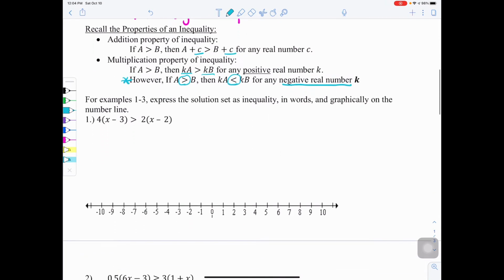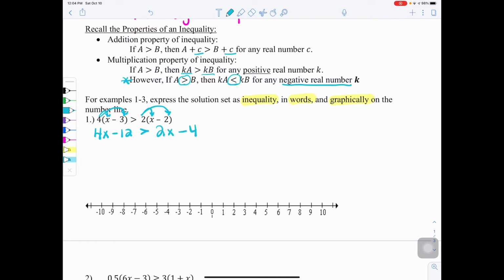So for examples 1 through 3, express the solution as an inequality, in words, and graphically on the number line. So that's 3 things they want us to do: inequality, words, graphically. So remember, solving an inequality is going to take the same steps as solving an equation. We just have to keep in mind the symbol flipping when applicable. So the first thing I see here is distributive property. We're going to distribute the 4 through the parentheses as well as the 2. So 4 times x is 4x. 4 times negative 3 is negative 12. 2 times x is 2x. And 2 times negative 2 is negative 4.